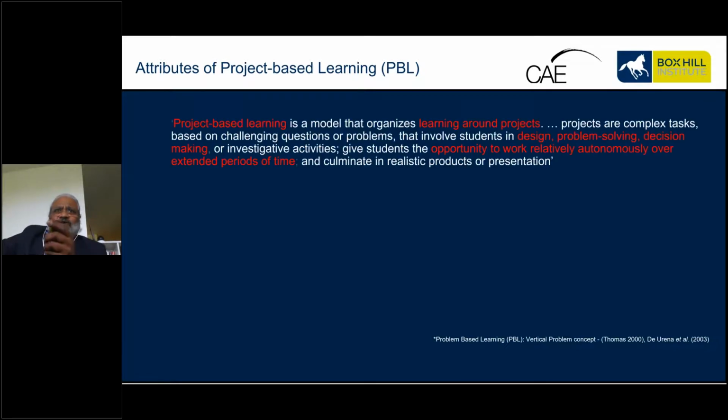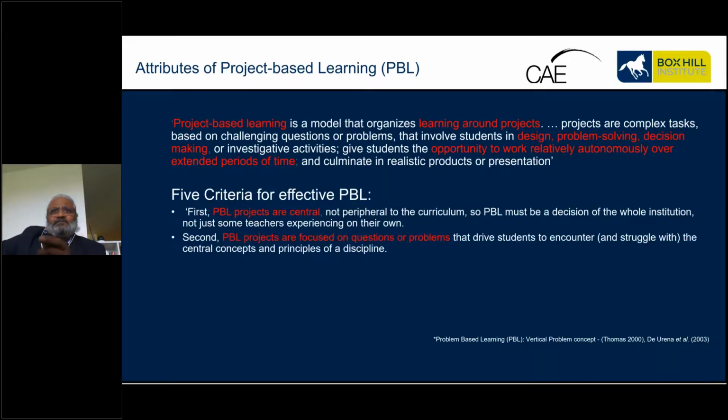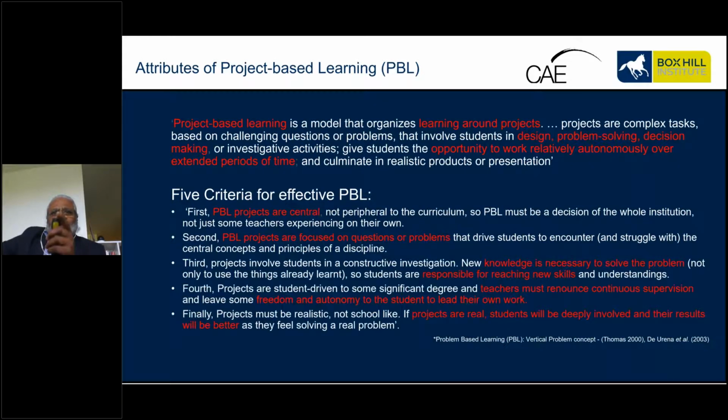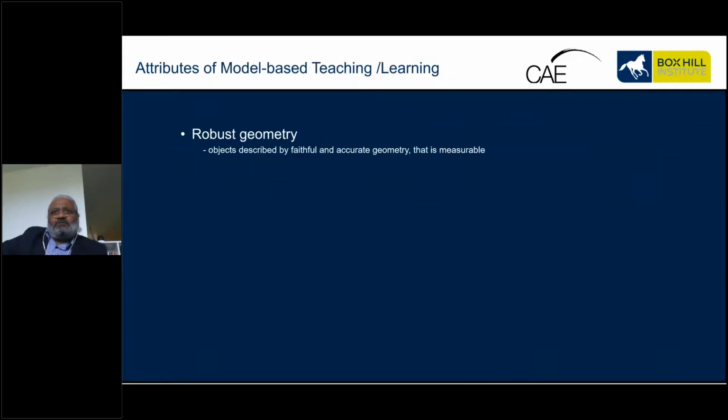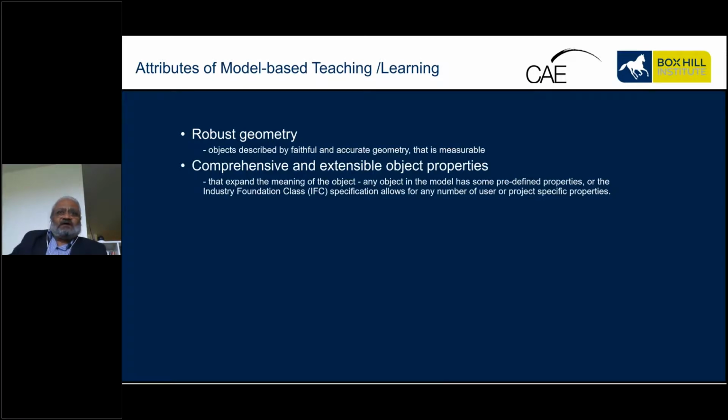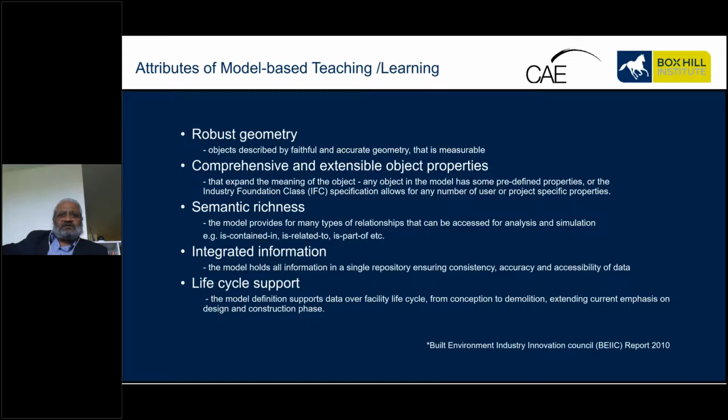This slide talks about the attributes of project-based learning. Why do we apply this method of keeping a central model for your course delivery? There is a reason behind it. Project-based learning is around the BIM model, and it gives you an opportunity using those 5 criteria, which you can read and understand. Second, what is model-based teaching and learning? There is a model which has semantic richness and integrated information. It is comprehensive, and extensible object properties are built into it. So that model will be used for your learning.